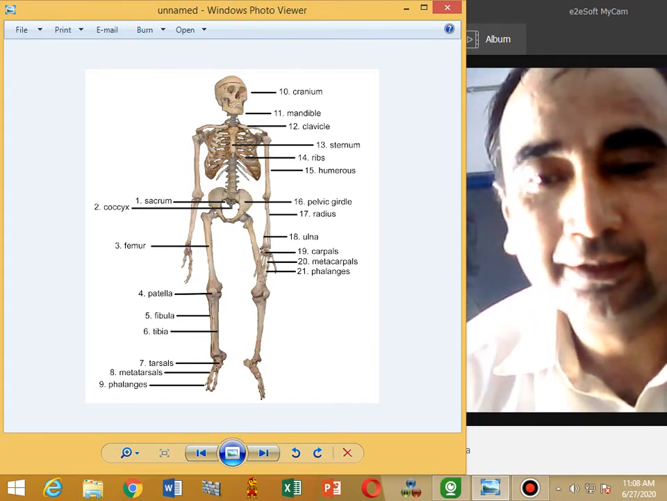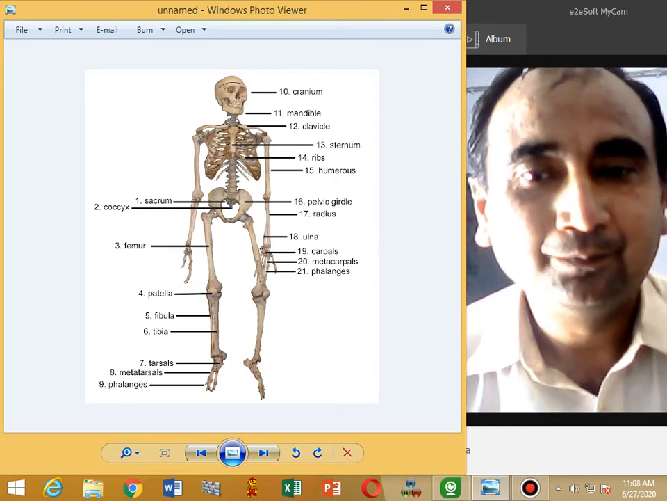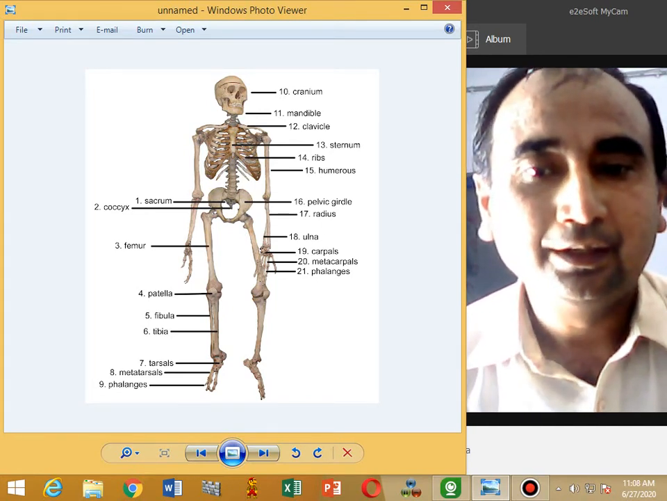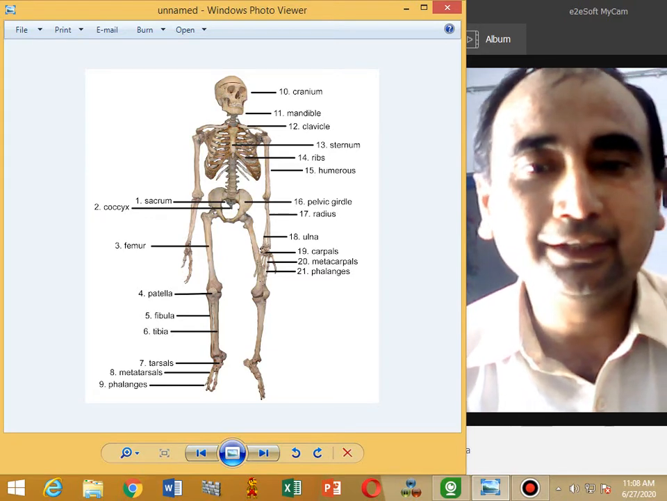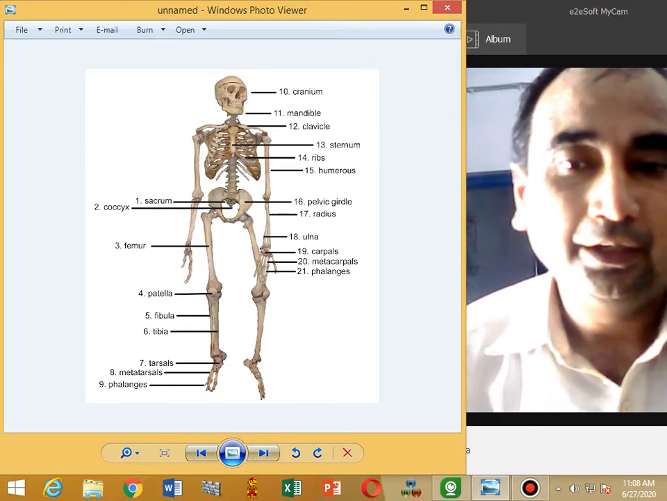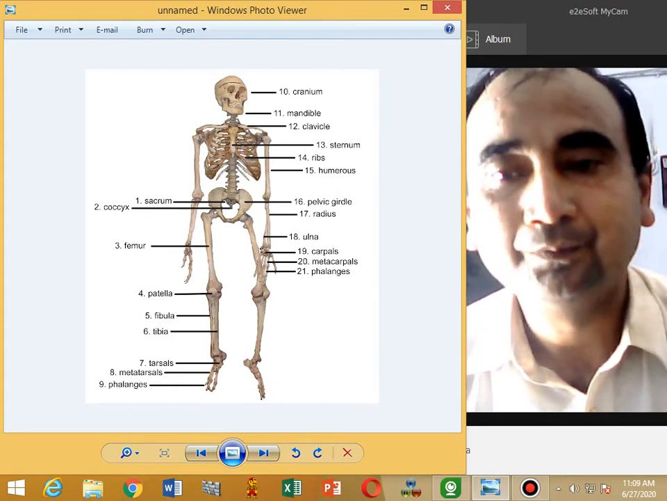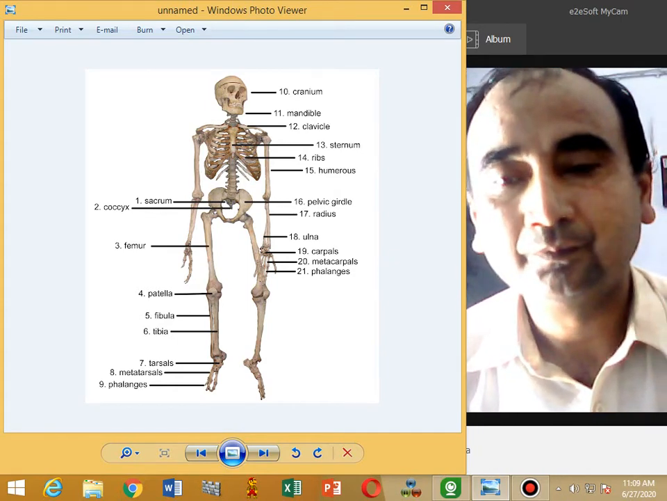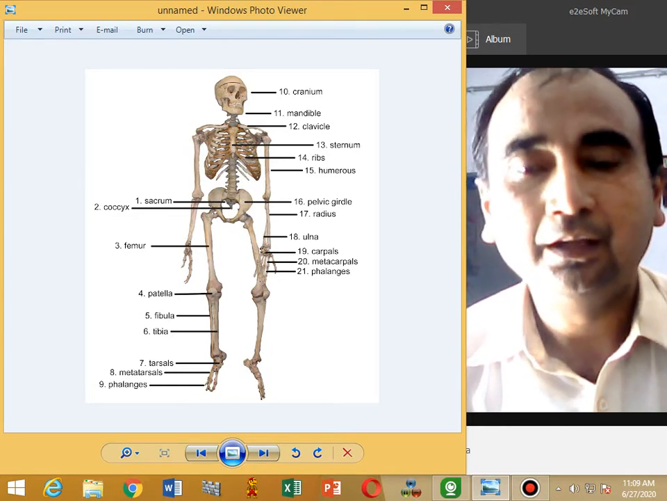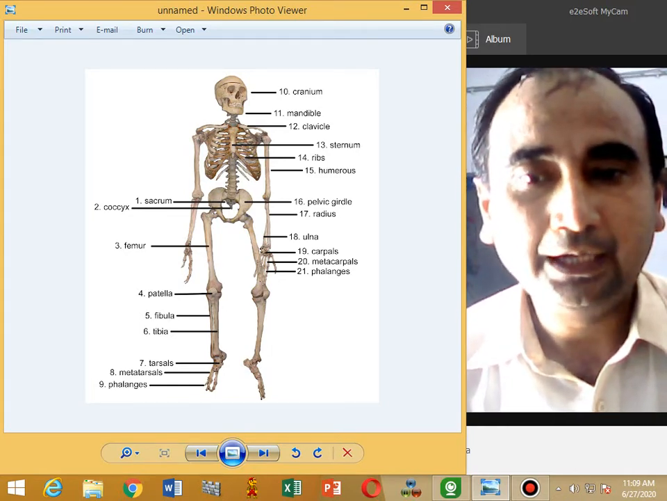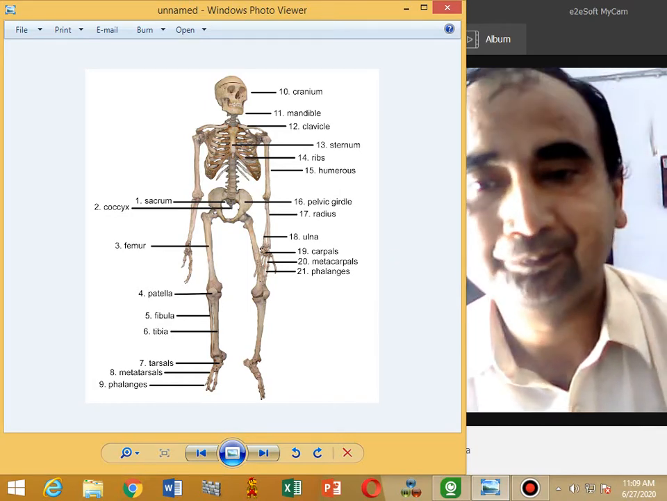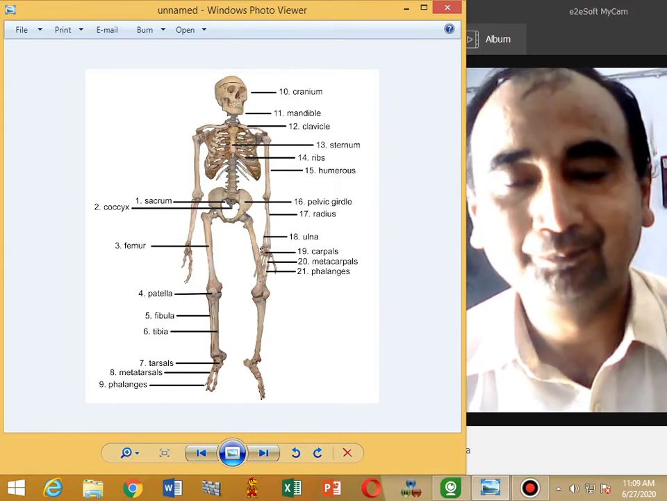Bismillahirrahmanirrahim. We are studying chapter number 16. Previously we have studied the axial skeleton. The axial skeleton is divided into the skull, vertebral column along with vertebrae, ribs, and sternum. As we have studied the skull previously, now we study the vertebral column.